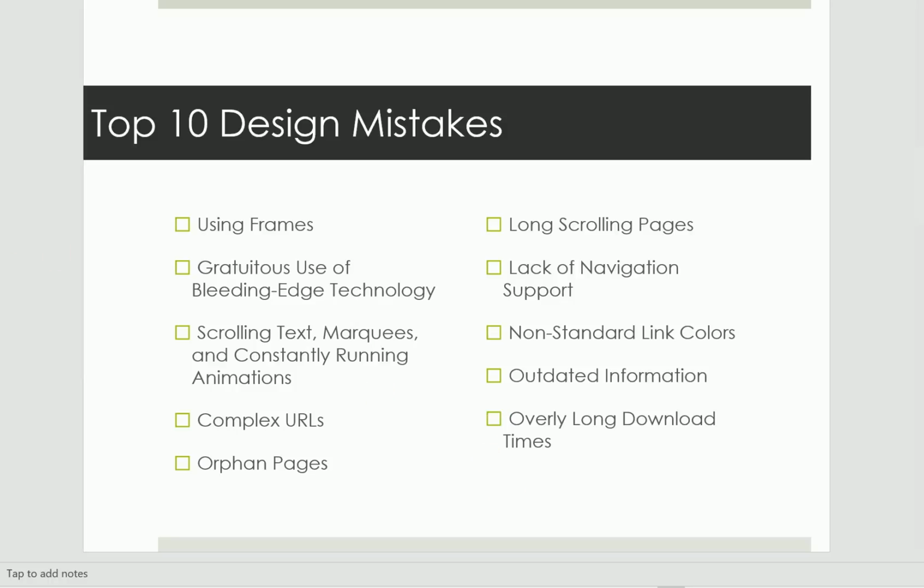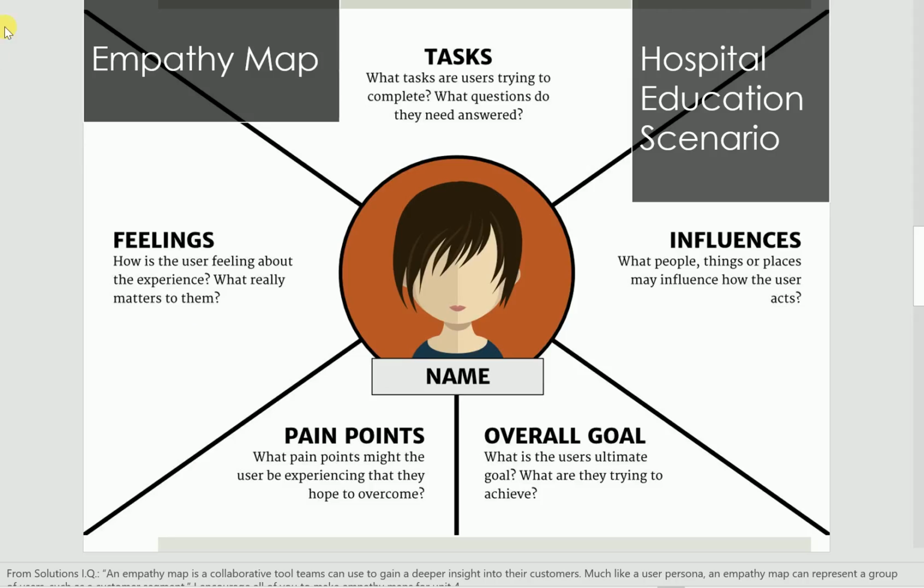Now let's look at Empathy Map. Empathy Map is very useful, just like a user persona. It's very similar to a user persona, but think of it as an amplified version of a user persona. So according to Solutions IQ, an empathy map is a collaborative tool that teams can use to gain a deeper understanding of their customers. So much like a user persona, an empathy map can represent a group of users, such as a customer segment. I encourage all of you to make empathy maps for Unit 4.